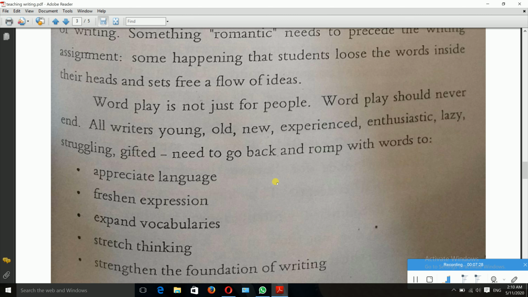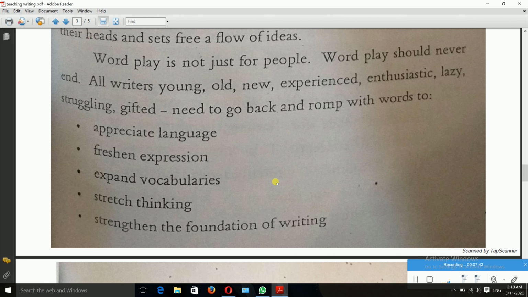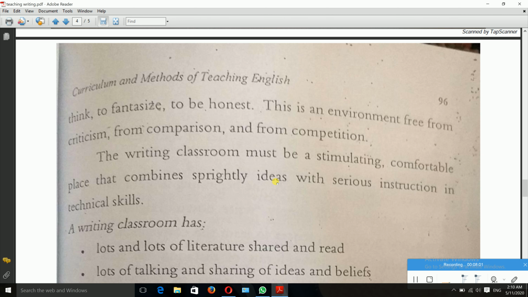يعني مهما يكون مستوى الكاتب، سواء كان كاتب كبير، كاتب مسن، كاتب شاب، كاتب ذو خبرة، كاتب متحمس، كاتب كسول، كاتب مكافح، كاتب موهوب، يحتاج إلى الرجوع إلى الكلمات to appreciate language، تقييم اللغة، fresh expression. يعدل على أسلوبه والتعبير اللغوي، expand vocabularies ويوسع مداركه في المفردات، stretching thinking ويوسع مداركه التفكيرية، strengthen the foundation of writing ويقوي عملية الكتابة.